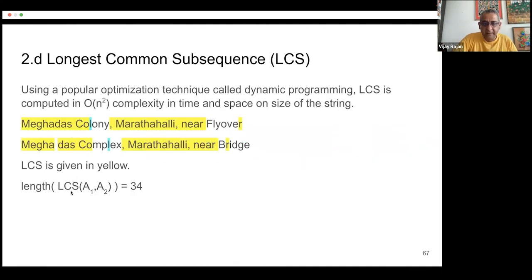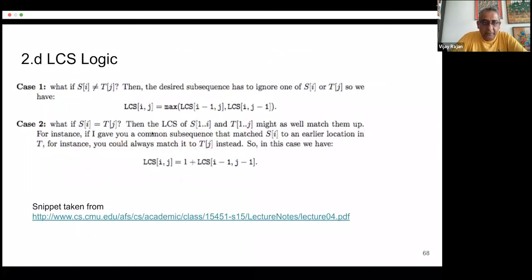And basically, as you can see here, the LCS of A1 and A2 is 34. That much is the commonality between these two strings. This is the recursive formula for LCS. I won't get into it, but there are plenty of YouTube videos and enough stuff on the internet. But it's really cute, and if you understand longest common subsequence, then you've understood one of the basic problems that dynamic programming solves, which is an algorithm design technique.